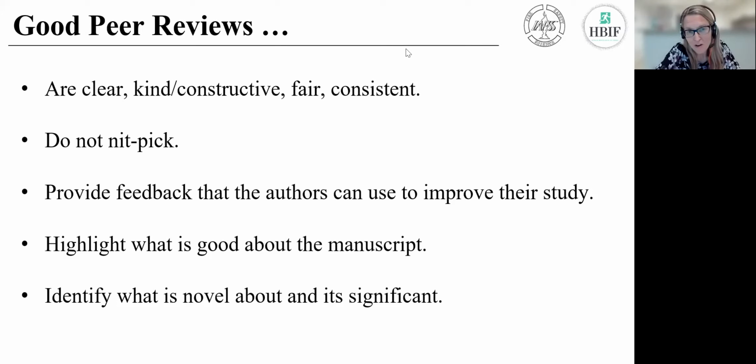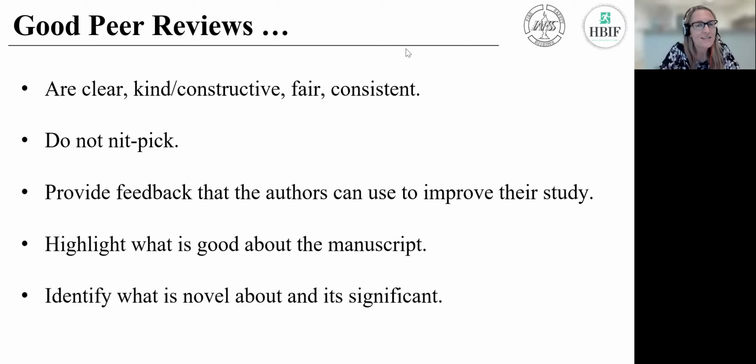Kind and constructive, obviously. We don't want to be reviewer two, but fair too. Let's set our ego aside. I often wonder, about other reviews that I've seen, maybe the reviewer was threatened by the work, right? And so that's where some of these prickly comments came from.